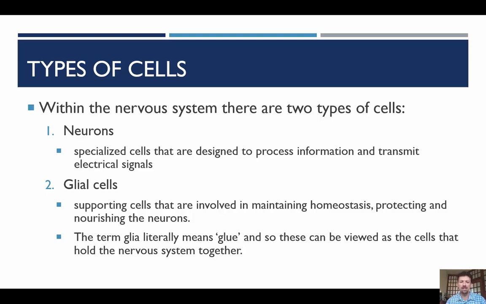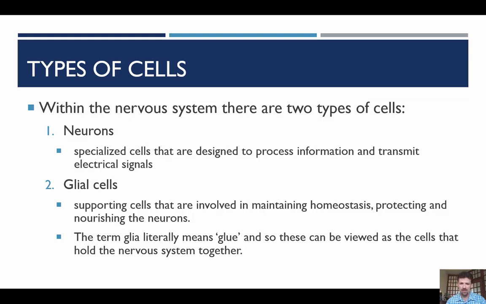However, within the brain is another type of cell, and within the nervous system is another type of cell. And these cells are called glial cells. And these are the supporting cells of your nervous system. They aren't processing information. They aren't transmitting electrical signals. But they are literally the glue that holds your brain together. The word glia literally means glue. And these cells are important in maintaining homeostasis, in nourishing the brain cells, in cleaning up debris, and in protecting the brain cells.